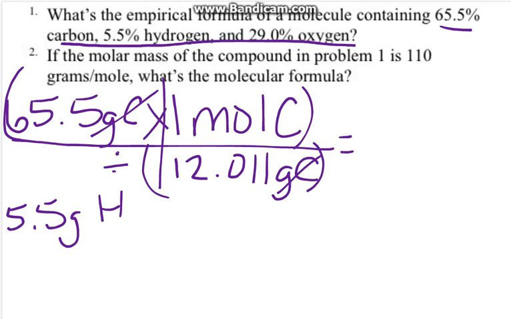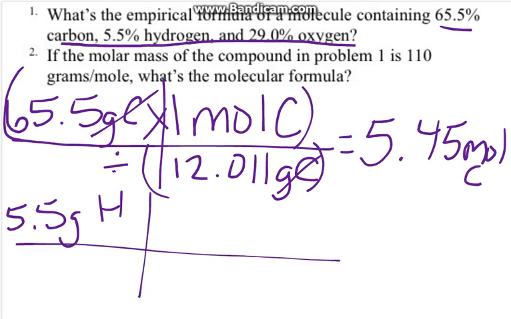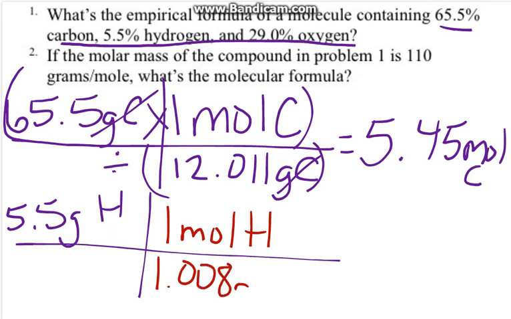After you do that, the answer that you should come up with is 5.45 moles of carbon. Then you're going to do the same thing to hydrogen. 1 mole goes on top. You look on the periodic table, find the molar mass. The molar mass of hydrogen goes on bottom.